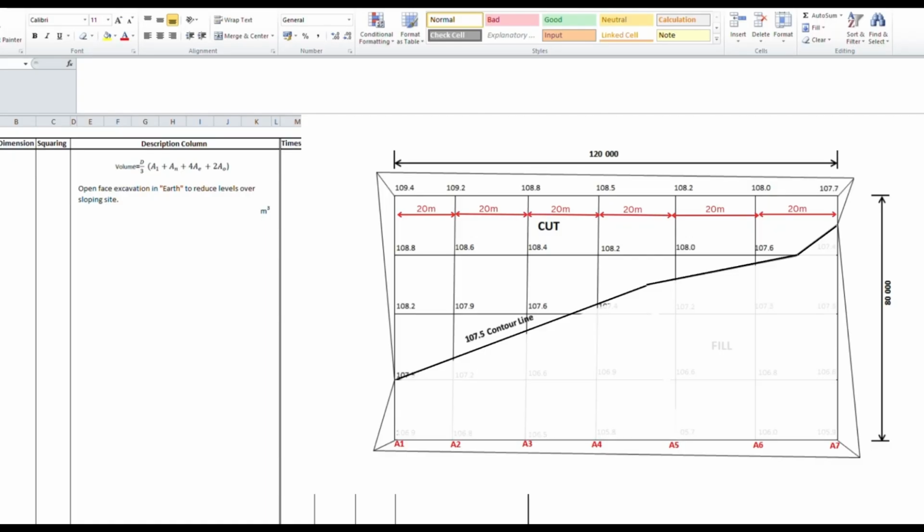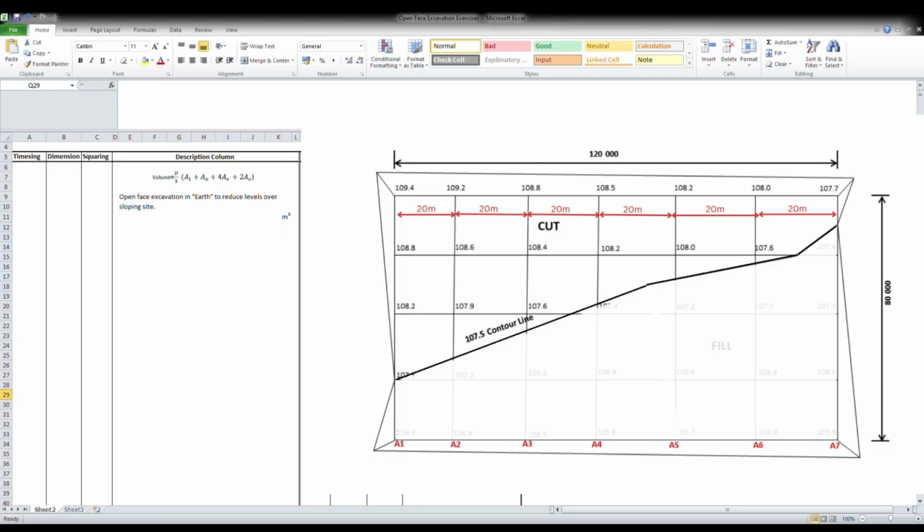To keep this video short, we will tackle only the main excavation, and then in the videos to follow, we will address the quantities of materials that need to be excavated to form that angle of repose, and also the fill section. Okay, so our description reads, open face excavation in earth to reduce levels over sloping site.